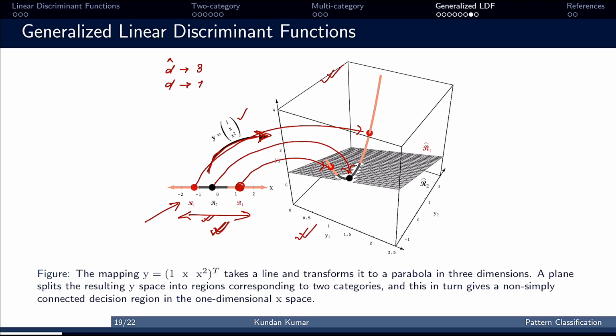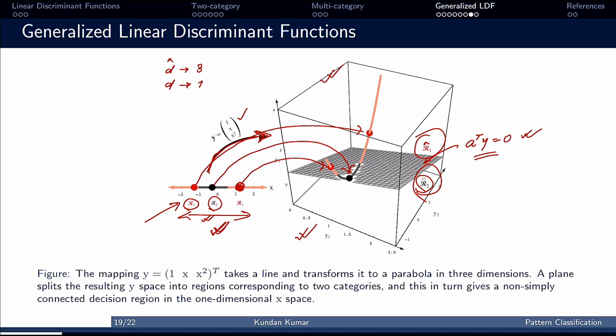So, if you look here, this is our a transpose y equal to 0. So, this is our boundary. Okay. So, this boundary divides the y space into two regions, that is R1 and R2. So, this region is also the mapped region, because this R1 hat is the mapped region of the R1 region in the original feature space, and R2 hat is the mapped region of the original R2 feature space. Okay.